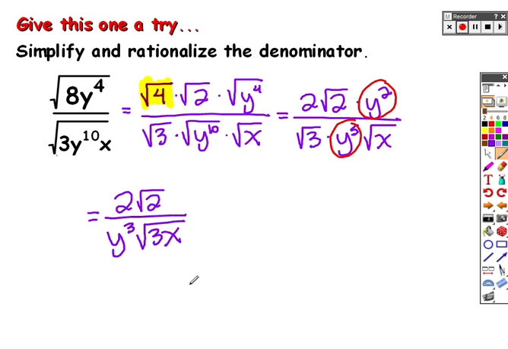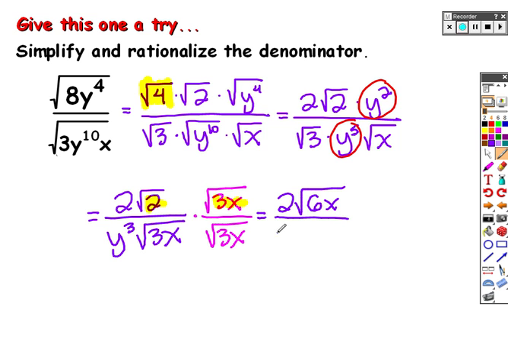So up to this point, I've cleaned it up as far as I can go. Now one last step. Get rid of that square root in the denominator. So I want to get rid of the square root of 3x. That's what I want to multiply the numerator and denominator by. Then I'd have 2 square root of, multiply 2 times 3x, which gives you 6x. In the denominator, you have y cubed. And then if I take the square root of 3x times the square root of 3x, the square root of 9x squared, that would just be 3x.